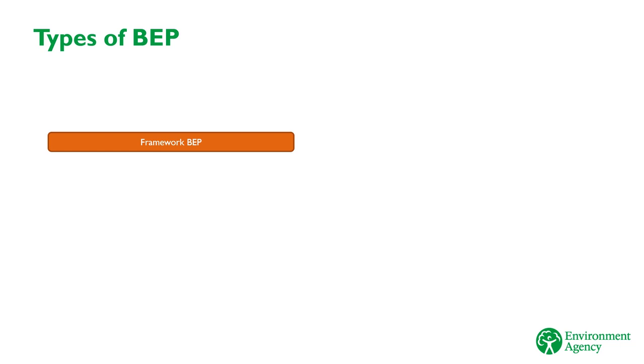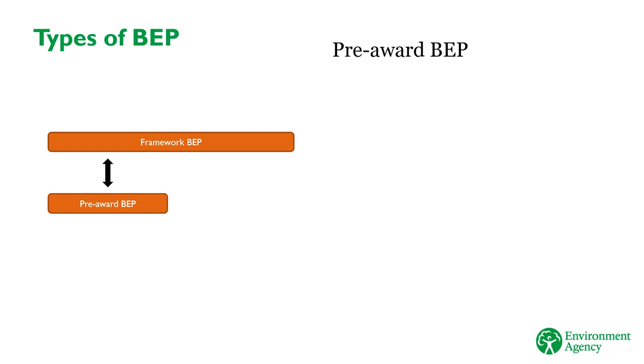The next two types of BEP are both produced during the tender and award of a piece of work. The first of these is the pre-award BEP, or pre-BEP for short. This document is project-specific and is received from the supplier as part of their tender response. The aim of the pre-BEP is to give us confidence that the supplier understands the data and information requirements for the project, and that they're capable of achieving these requirements. Therefore, it contains information about how the supplier will implement the project.